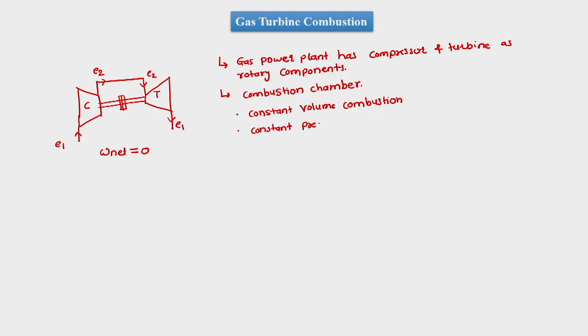is normally used since constant pressure combustion has a nice convenience in the flow process. We know that all the components of a gas turbine power plant are open systems, so it is a flow process. Constant pressure combustion is a good thing to execute in a flow process.